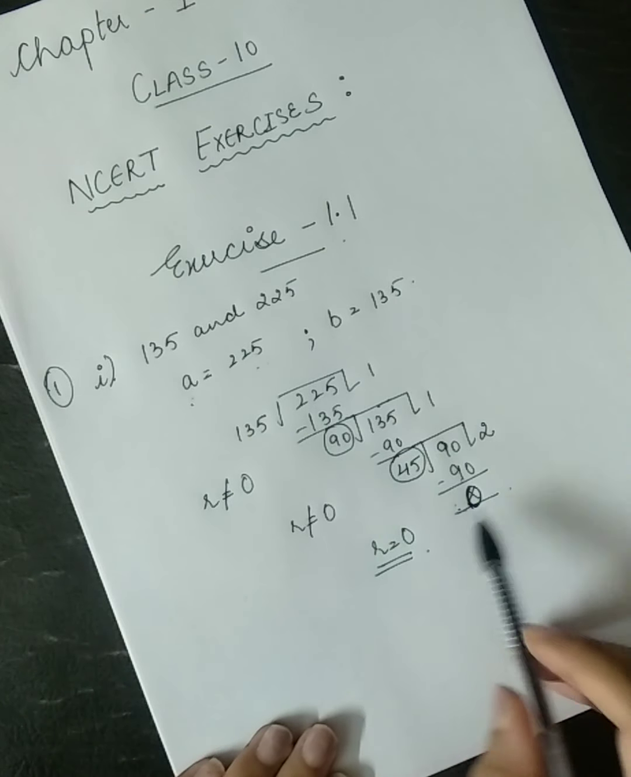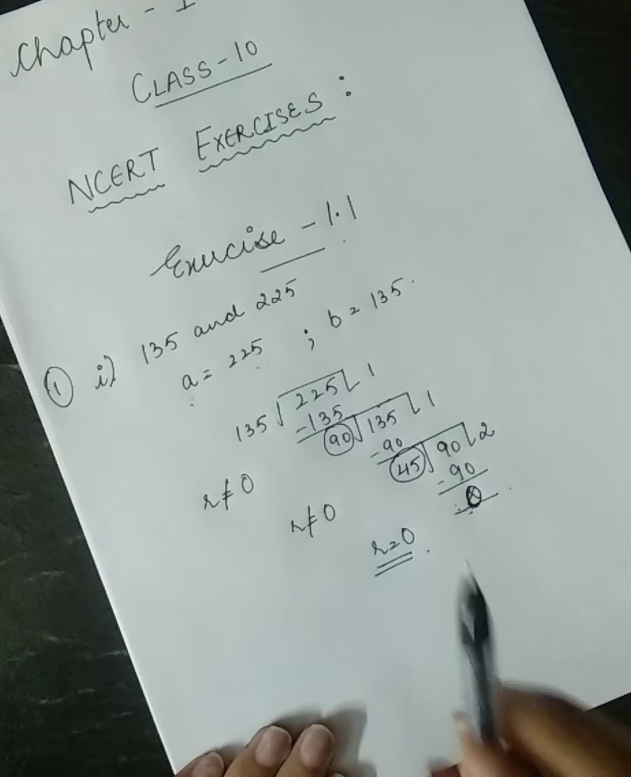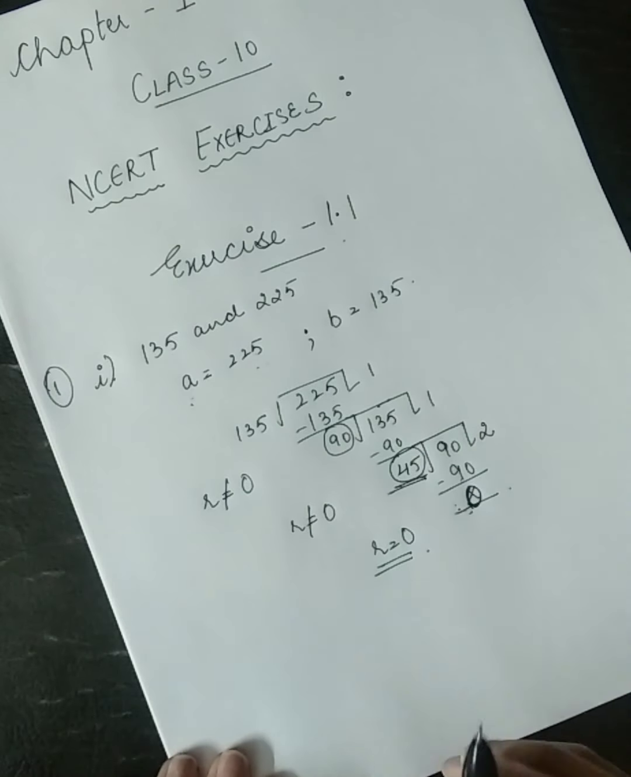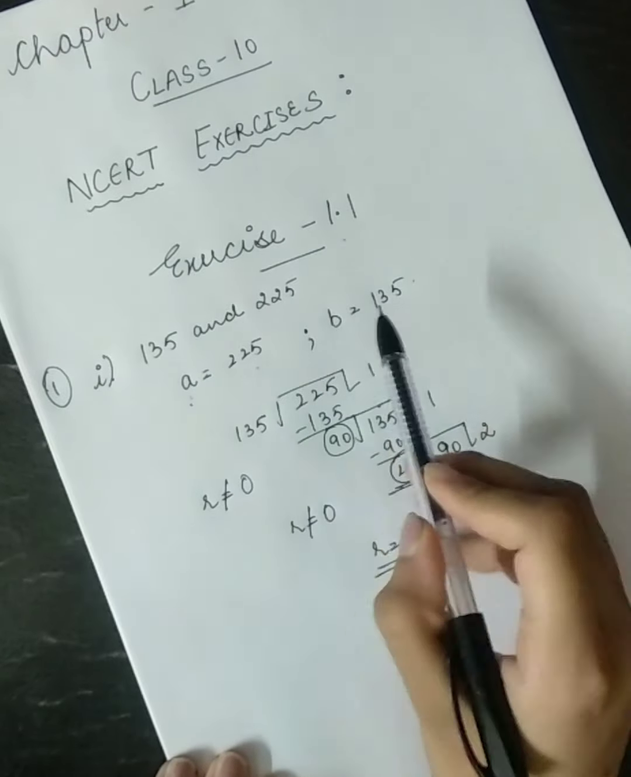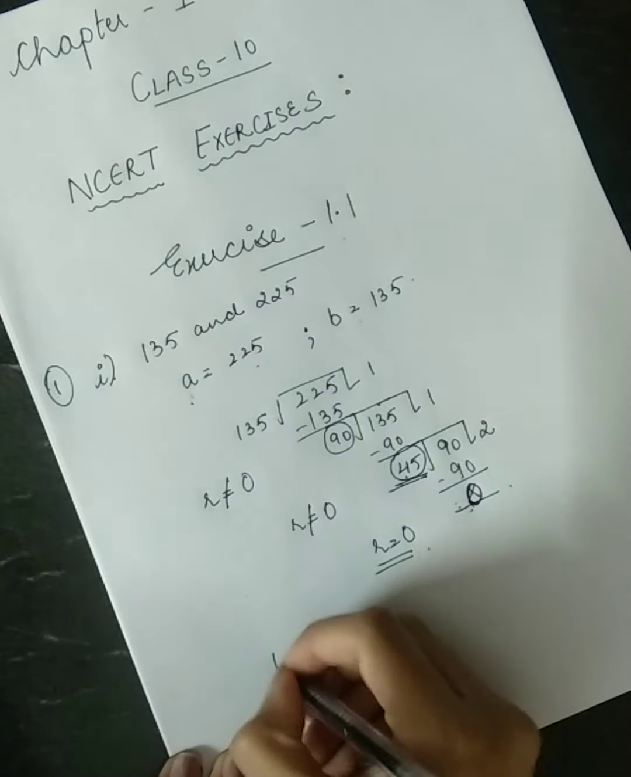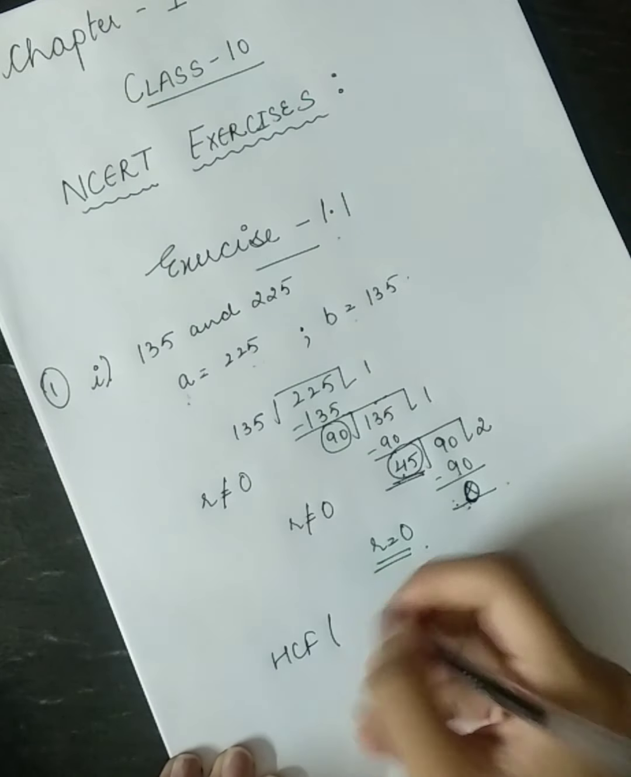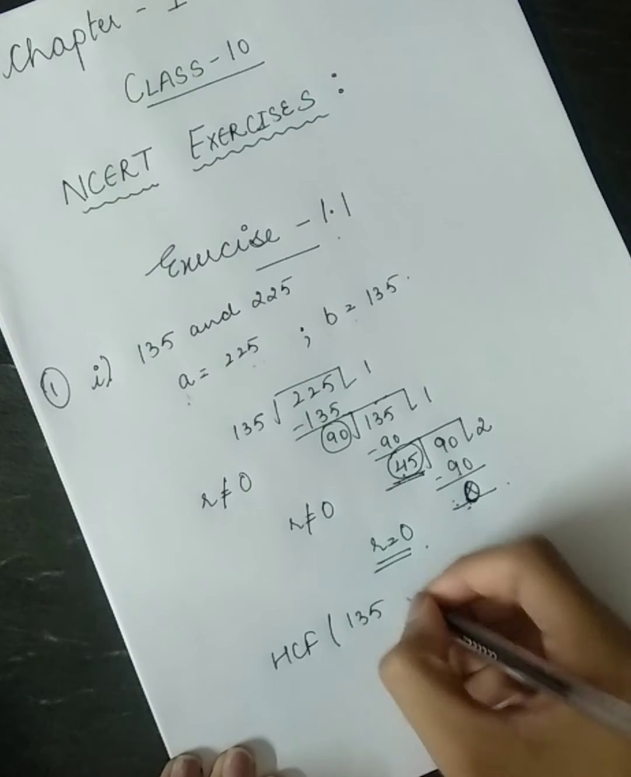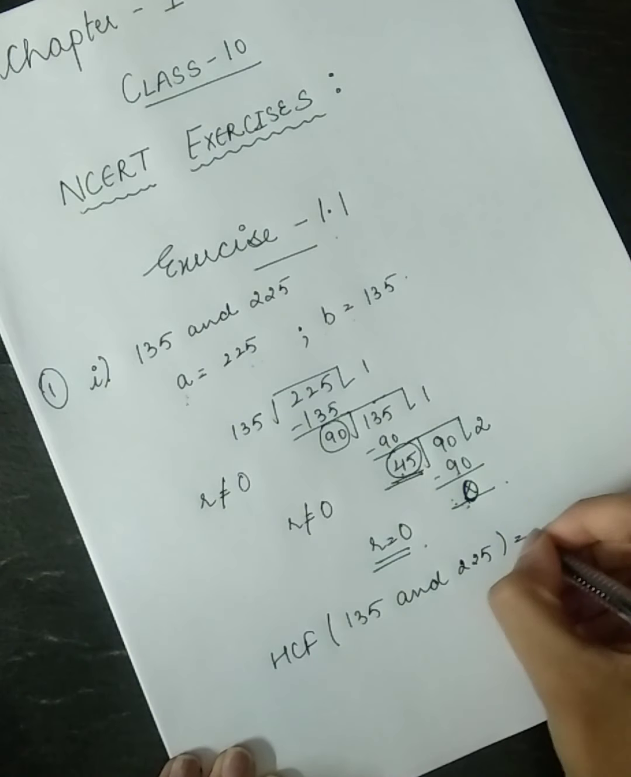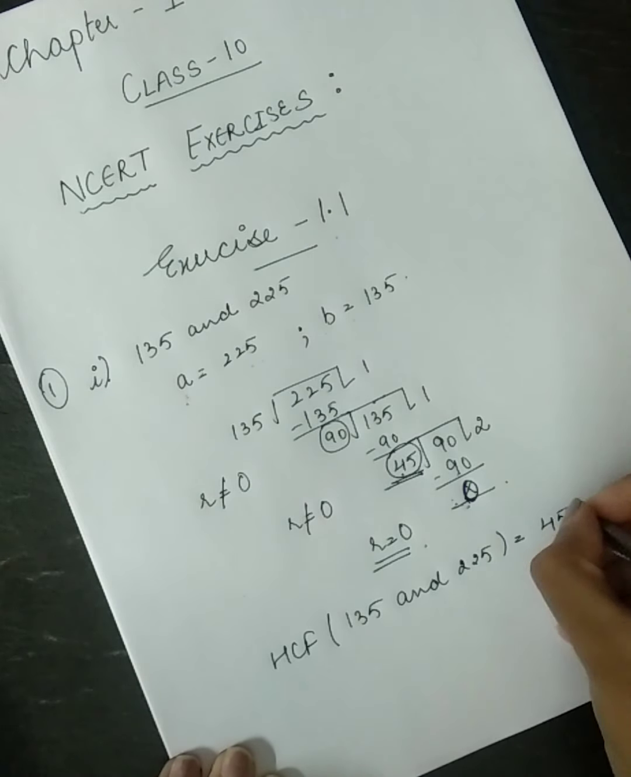As we have got a remainder as 0, our HCF is 45. The highest common factor of A and B is 45. So we will write here: HCF of 135 and 225 is equal to 45.